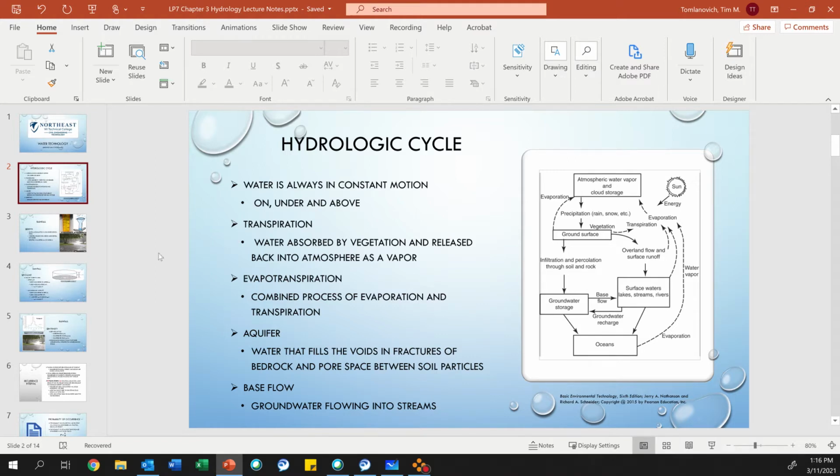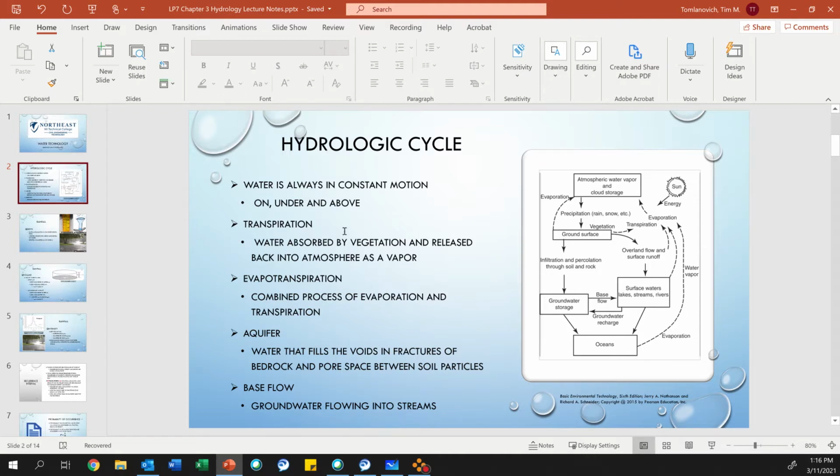Okay, so on the right side here, you can see the diagram from your book. Basically, it's a continuous cycle. When rain falls, it hits the plants and trees. Transpiration happens, it absorbs it in, and then it releases back into vapor, back into the atmosphere. And evaporation is direct evaporation that condenses and falls back down. Anything that doesn't hit the plants will hit the ground. It soaks into the ground and recharges our groundwater.